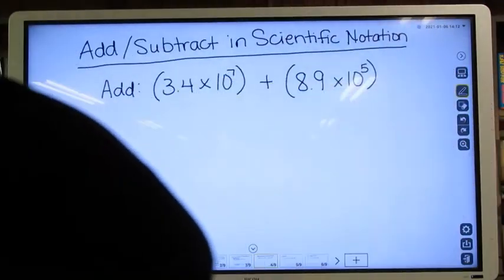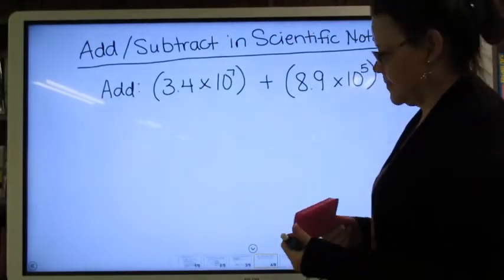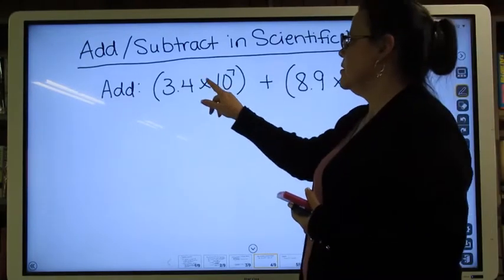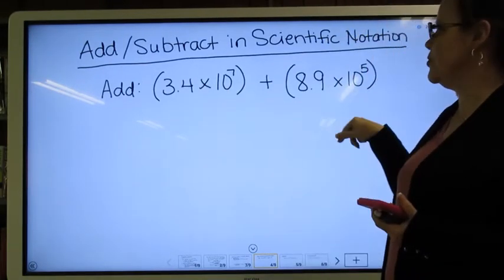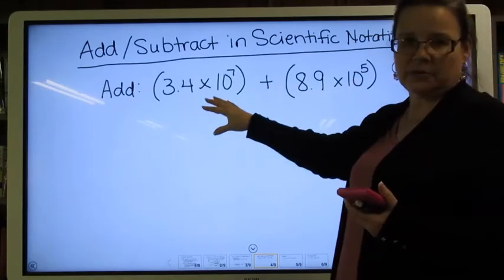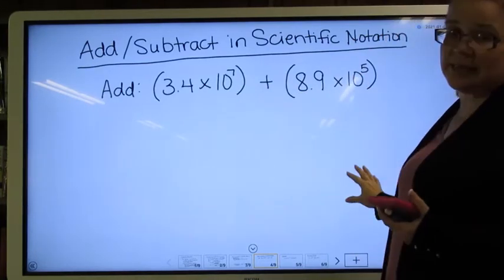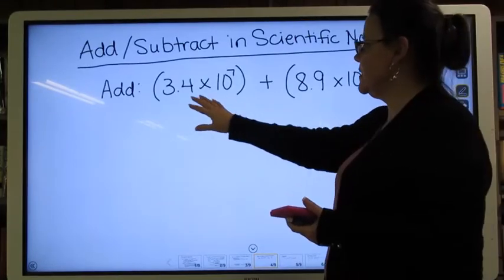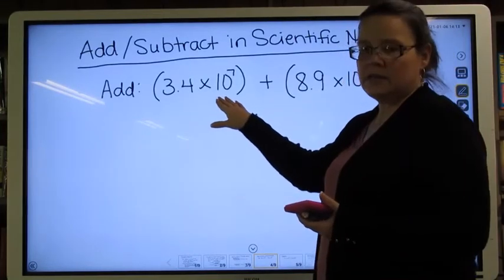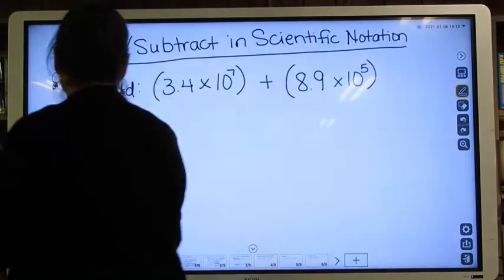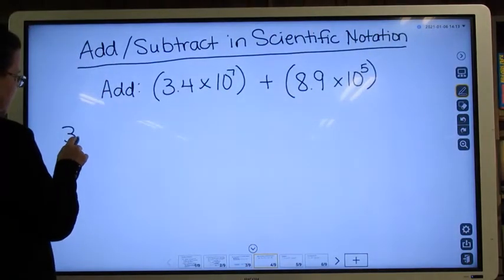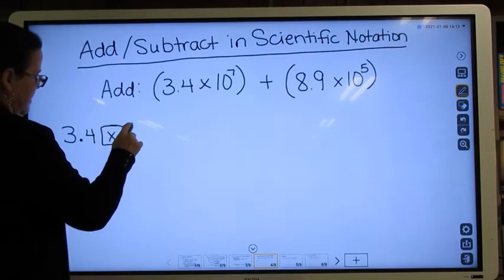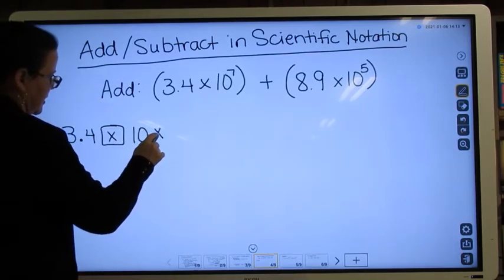So let me get my calculator. What I'm going to do for adding is I'm going to put them back into regular numbers, but they want it in a scientific notation answer. So let me explain. When you put this into the calculator, you can do 3.4 times 10 x to the y.